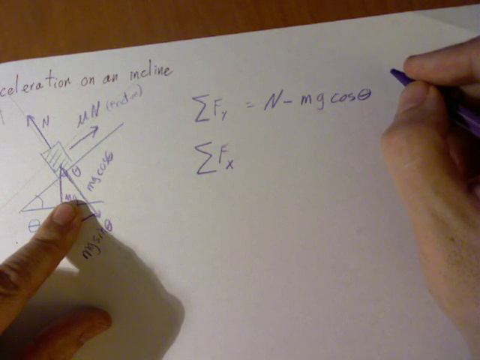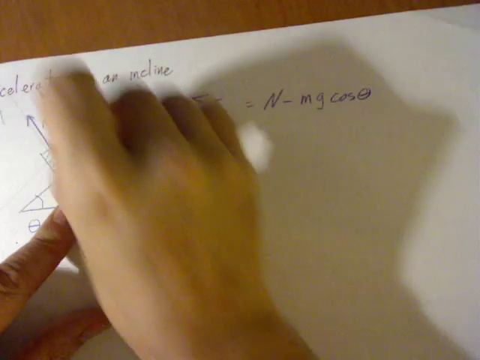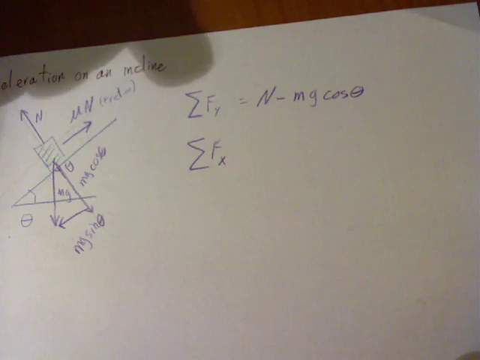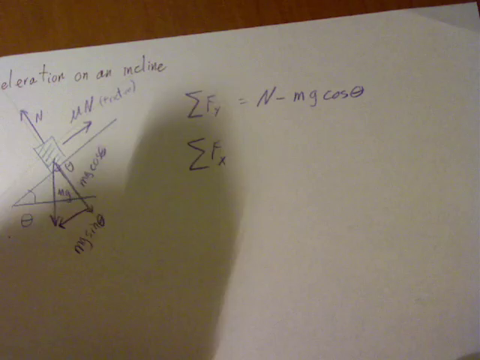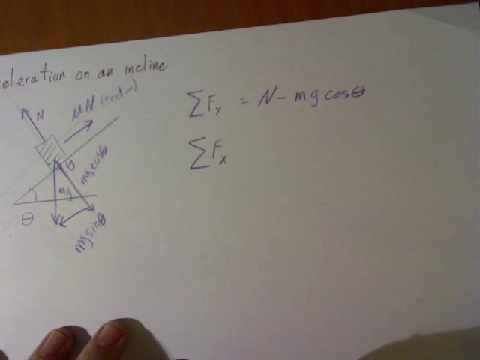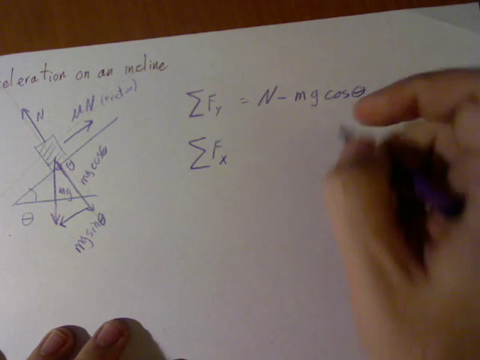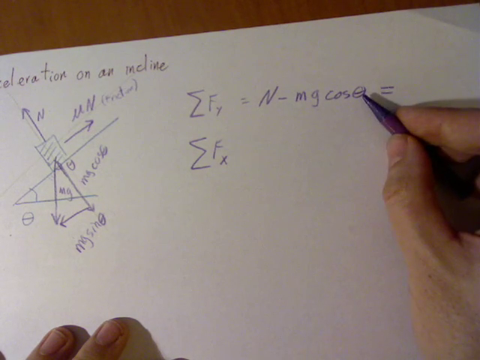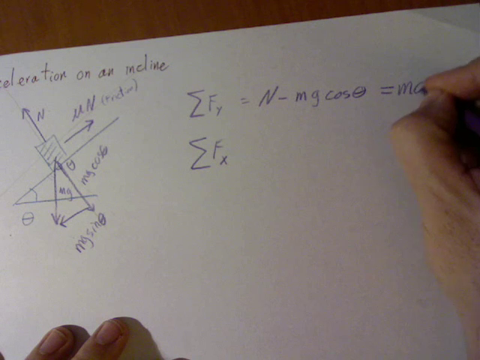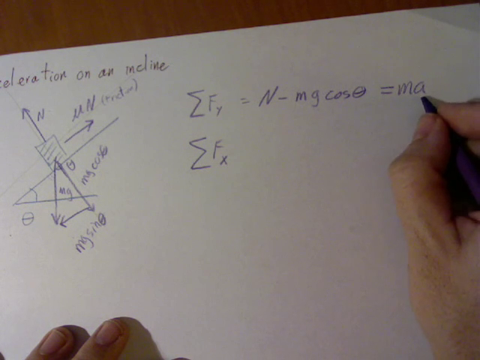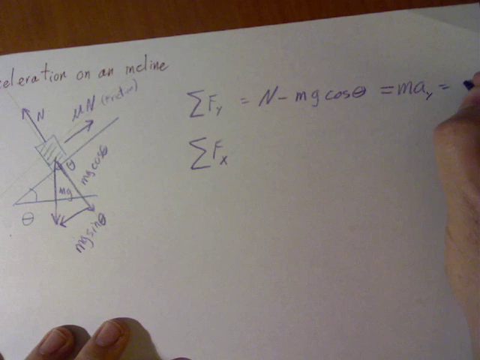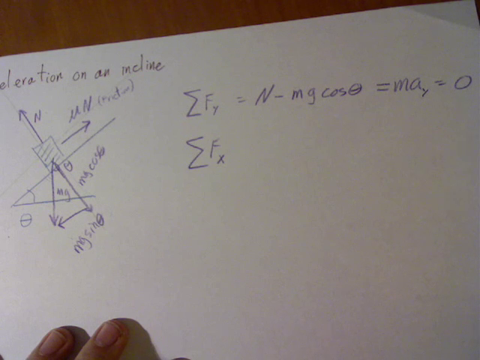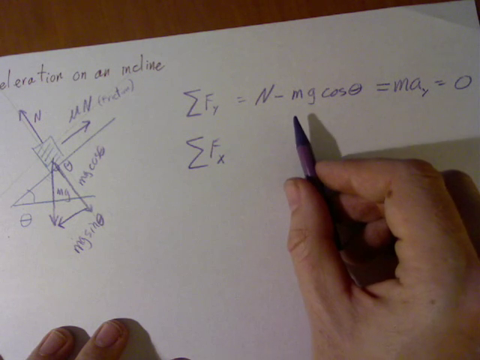Now, one thing to notice, the block is not moving off the incline. It's not flying away. The block is not going into the incline. Therefore, in the y direction, the block is not accelerating. That means we can write the summation of forces equals, of course we know, mass times acceleration. This means the acceleration in the y direction must be 0. This is very useful. We'll come back to this in just a moment.